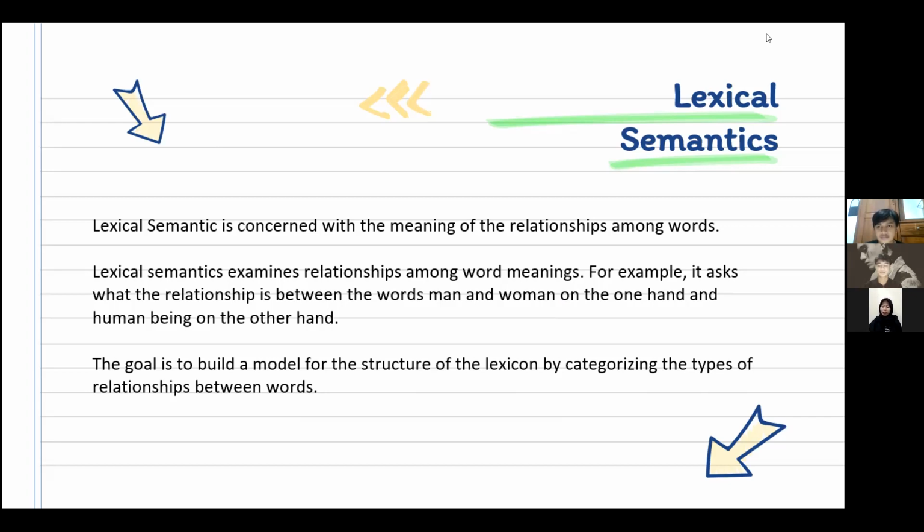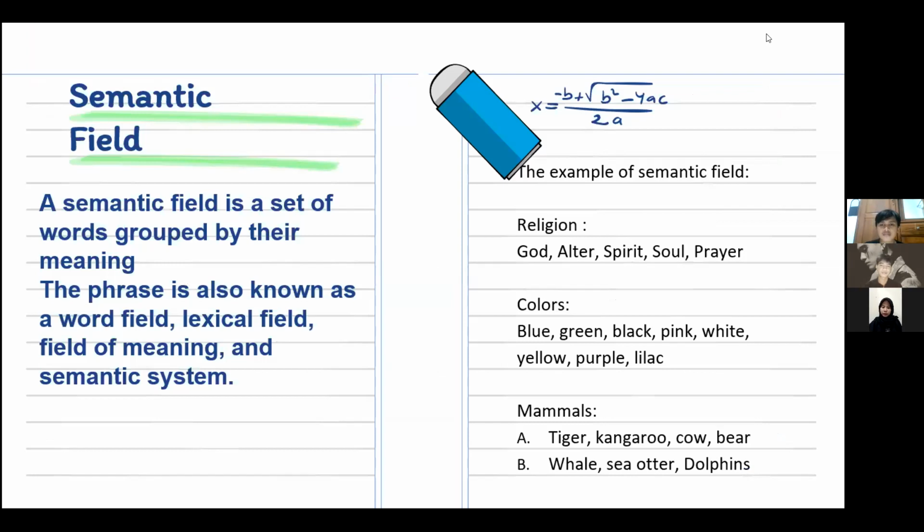Okay, so next we have the semantic field. The semantic field is a set of words grouped by their meaning. It is also known as a word field, lexical field of meaning, and semantic system. We can see that words can be classified into a set according to their meaning. When analyzing a text, you might find groups of words which belong to some semantic field.